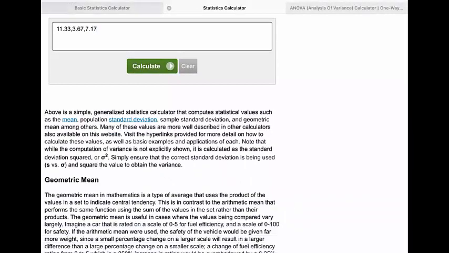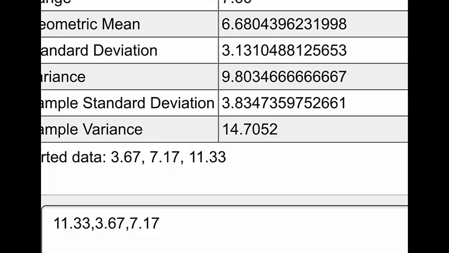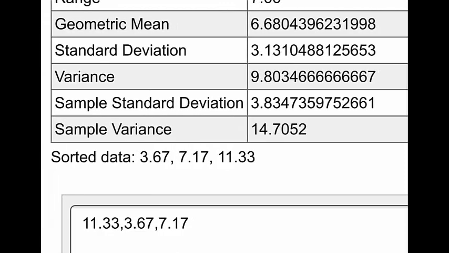Just those three numbers. Again, I want that bottom one, that 14.7052. We got everything else there, but because those are all means, I want the variance of those means. I want that bottom one, 14.7052. That's the number I want there. So I'm going to go ahead and record that.